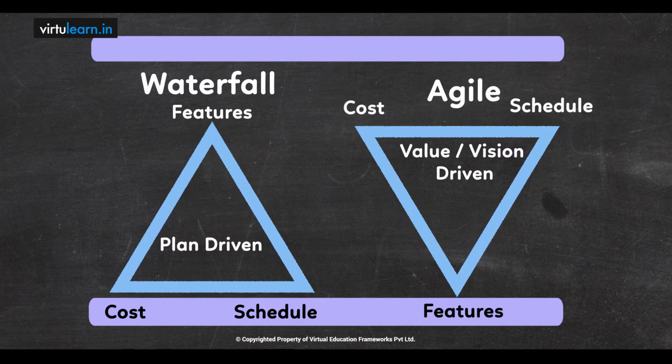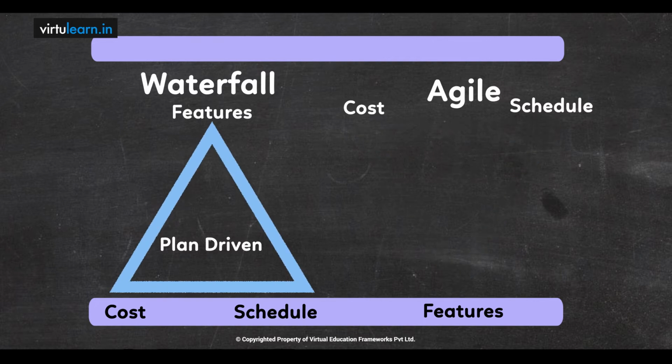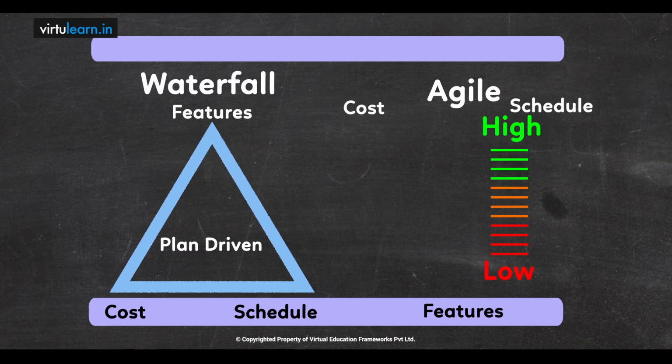In the agile software development model, which is value-driven model, features are prioritized based on the value. High-value features are delivered first. Low-value features are delivered later in the life cycle of development.